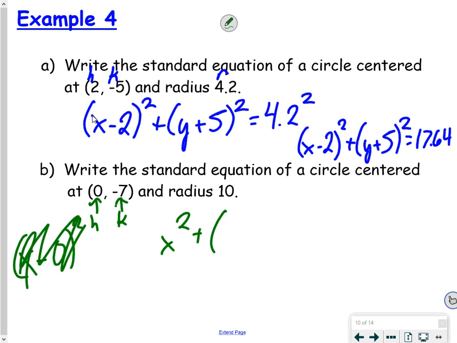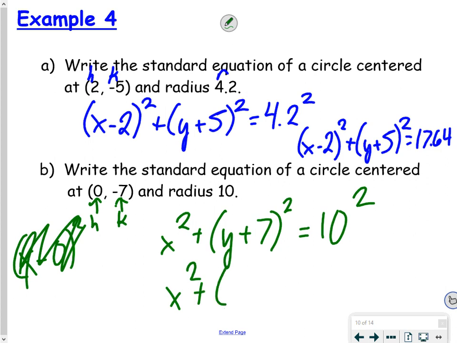Plus the quantity y minus negative 7, and instead of writing that, like we've said before, y plus 7 squared equals 10 squared. All right, 10 squared is 100, so we're just going to rewrite this, setting that equal to 100. All right, we just have a few more. We have to go through all these different scenarios.